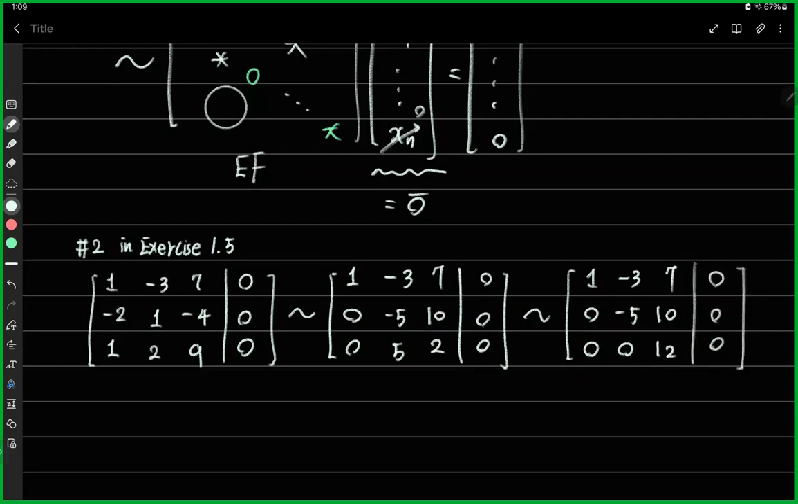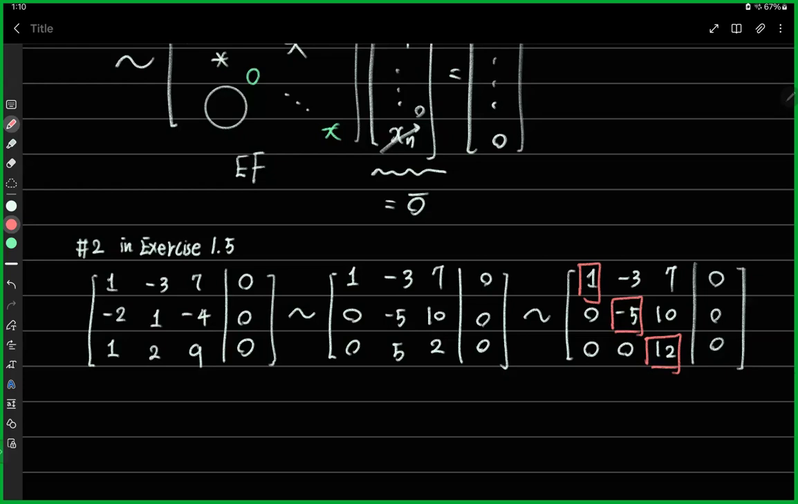Okay, so we got what? As you can see, there are 3 pivots. For each column we got a pivot. So we got 3 pivot positions, right? So all columns are pivot columns. Okay. So none of them are free variables in x1, x2, x3. So this system has only the trivial solution, it does not have a non-trivial solution.